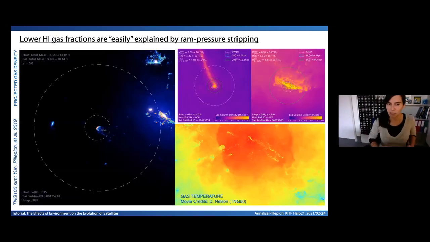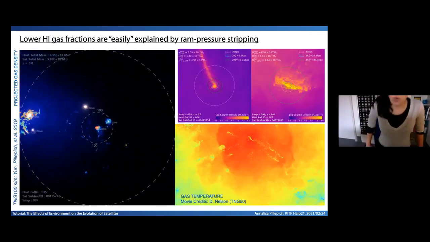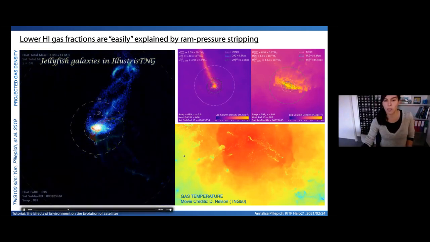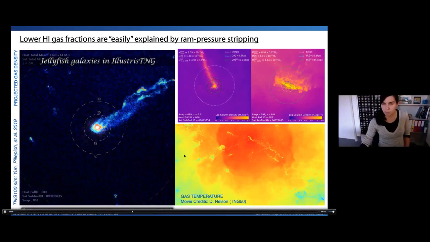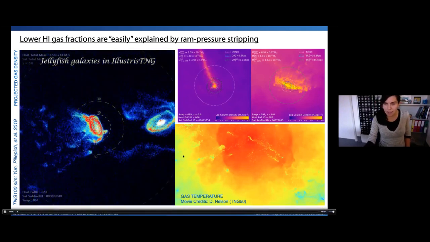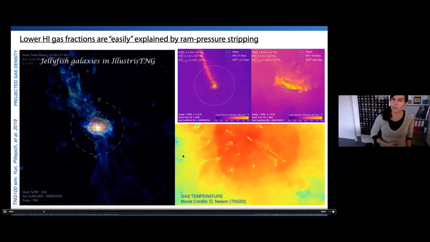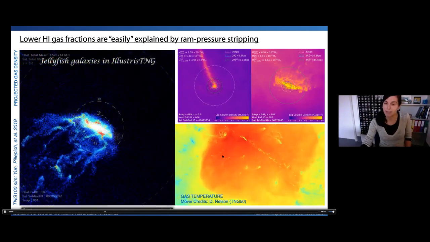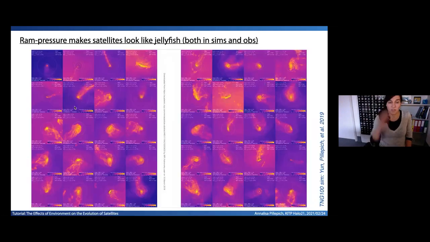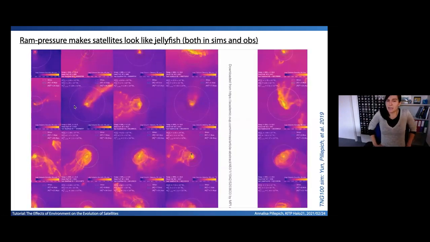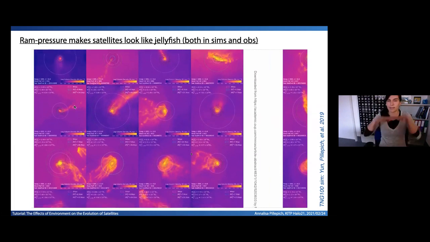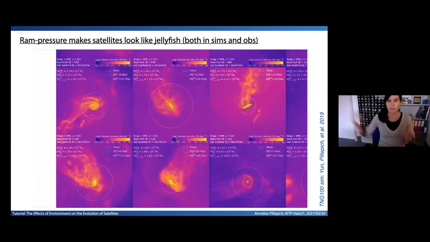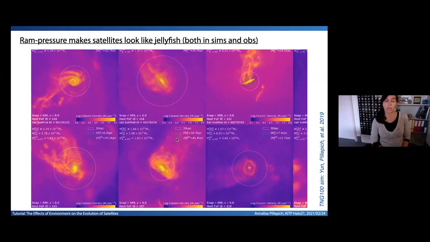So for example, in TNG, the lower HI gas fractions are easily explainable by ram pressure stripping. We have ram pressure stripping properly captured in the simulations, and they produce jellyfish galaxies. Jellyfish galaxies are observed, they are beautiful, and you can see them with these tails. So this is another way of looking at jellyfish galaxies from TNG. Some look like a tablecloth, where the gas is stripped from the side of the table. Others look like very elongated small streams of gas.